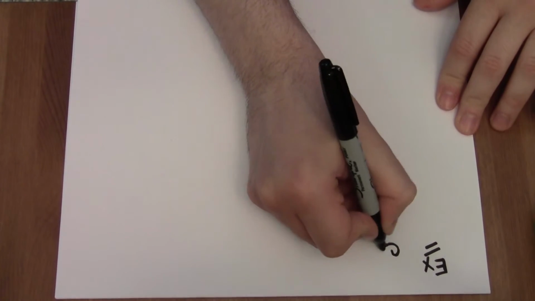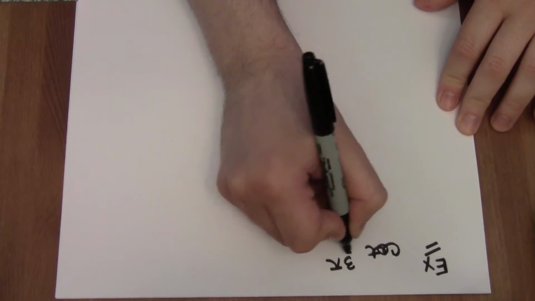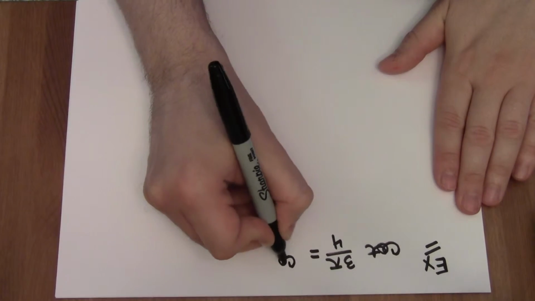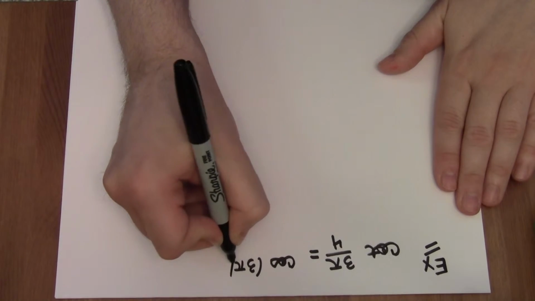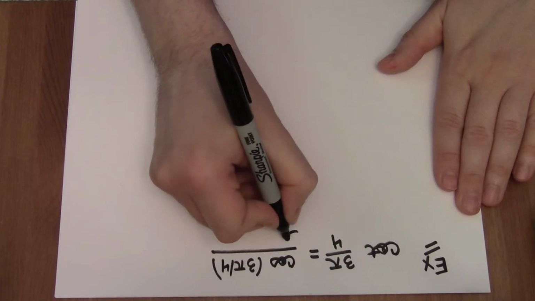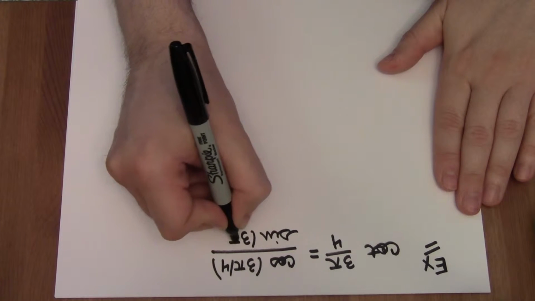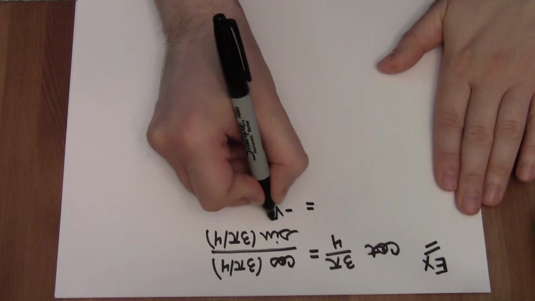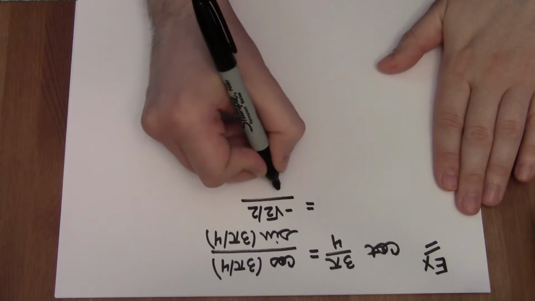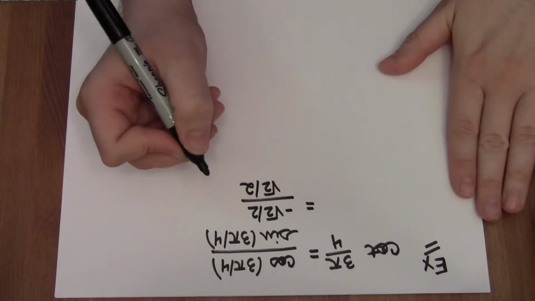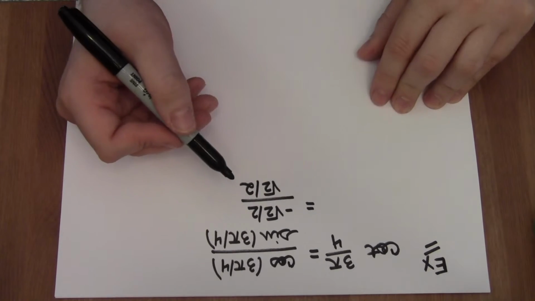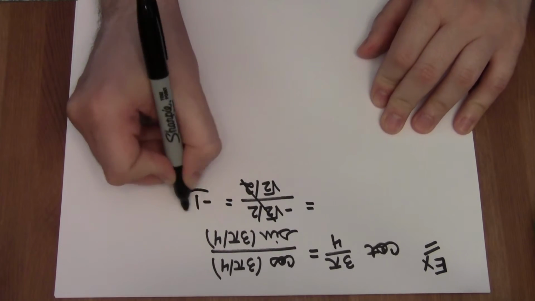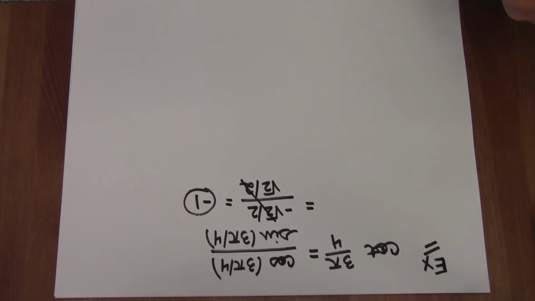Next, let's evaluate the cotangent of 3 pi over 4. Cotangent is the cosine divided by the sine, so this is the cosine of 3 pi over 4 divided by the sine of 3 pi over 4. Cosine of 3 pi over 4 is negative root 2 over 2, and the sine of 3 pi over 4 is positive root 2 over 2. I could go through the same multiply by the reciprocal thing, or I could just realize these are going to cancel, leaving me just with negative 1 for my cotangent of 3 pi over 4.